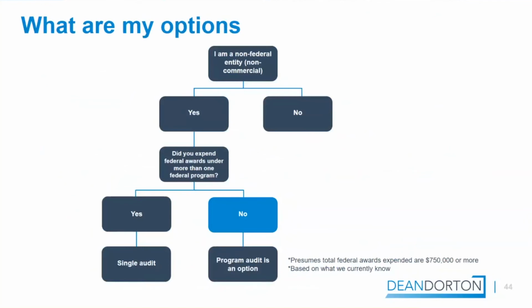So what are my options? I'm a non-federal, non-commercial entity, so I'm a nonprofit organization. Yes. And then the next bucket is, did you expend federal awards under more than one federal program? Yes or no? If no, if you only got provider relief funds, that's your only federal program, then you may be able to do a program audit. I will tell you, if you're already doing a financial statement audit, the difference between a program audit and a single audit is very little, but you may have that option, and it's based on what we currently know.